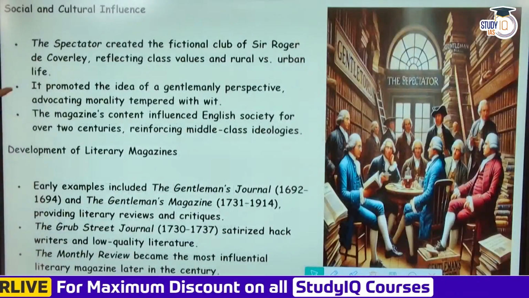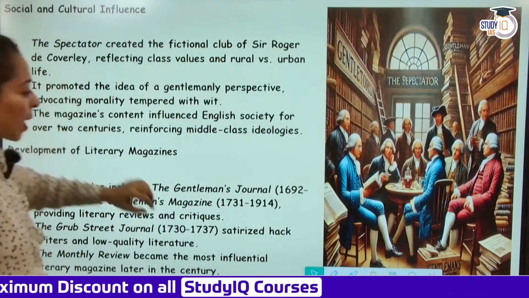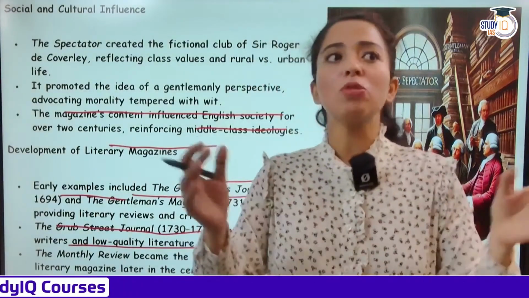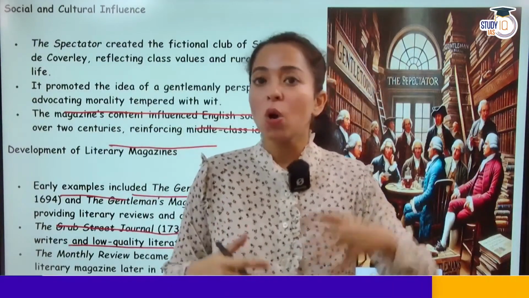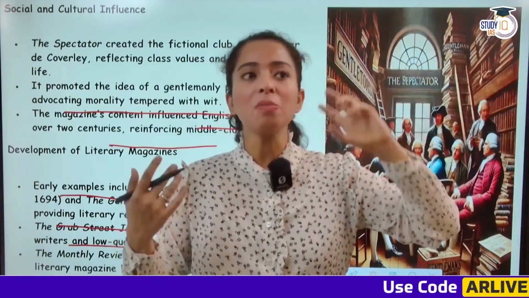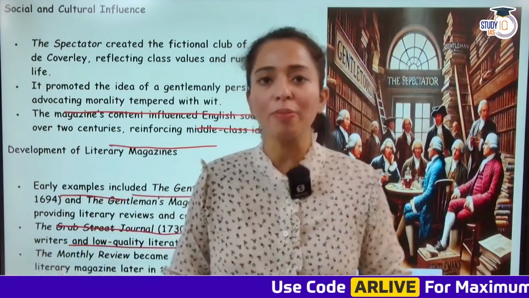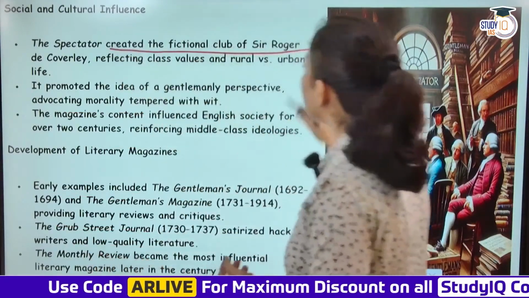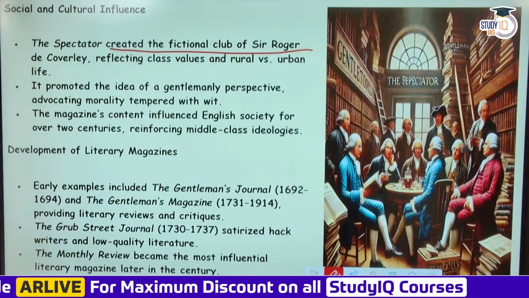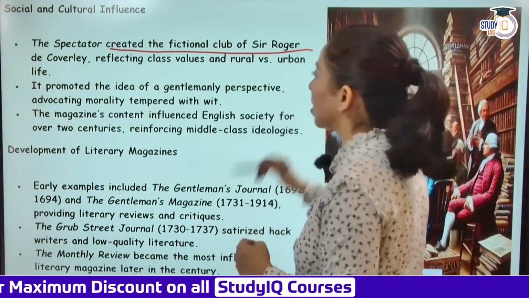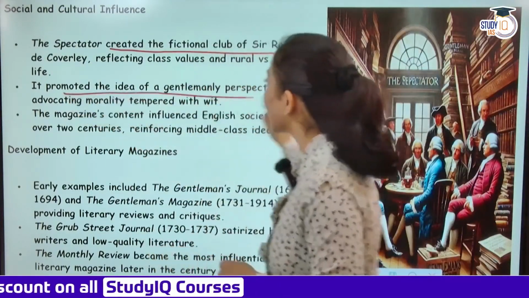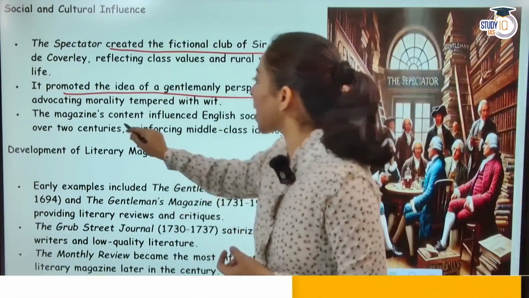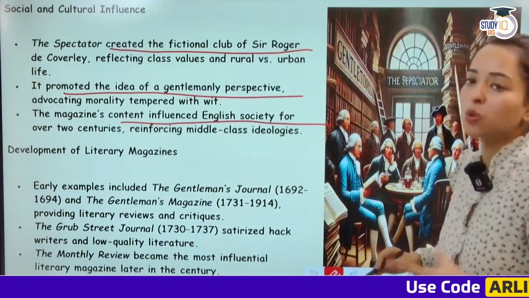Then you have social and cultural influence. The Spectator had such a big role, just like social media has in our time. At that time, the Spectator was like a medium for them to get information and get engaged in discussion. So the Spectator created the fictional club of Sir Roger de Coverley, and that reflected class values and rural versus urban life. And this promoted the idea of gentlemanly perspective, advocating morality tempered with wit, and the magazine content influenced English society for over 2 centuries.